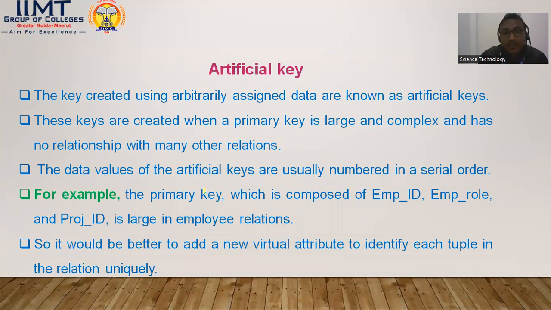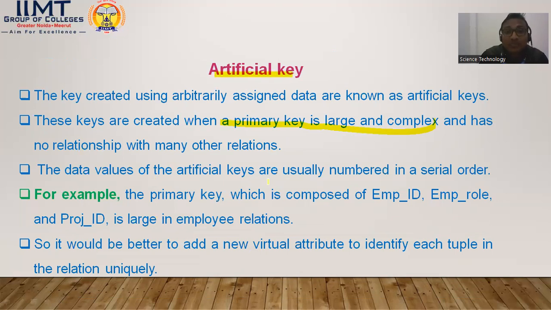व्हाट इज आर्टिफिशियल की? The key created using arbitrarily assigned data is known as an artificial key. These keys are created when a primary key is large and complex and has no relationship with many other relations. अगर प्राइमरी की हमारी large है, complex है और कोई भी रिलेशन उससे क्रिएट नहीं हो पा रहा, तब हम क्या काम करते हैं? आर्टिफिशियल की को क्रिएट करते हैं.